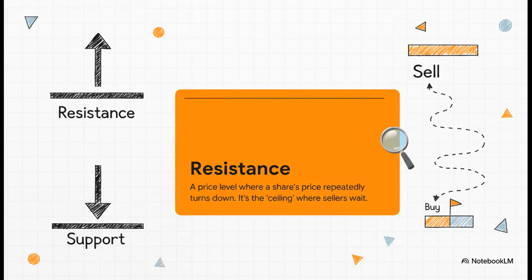And resistance? You guessed it, it's the total opposite. It's a price ceiling. This is where sellers who bought down at the floor are now thinking, hey, it's time to take some profits. So as the price gets close, they start selling, and that sudden flood of supply can just overwhelm the buyers, causing the price to turn right back around. It's kind of like the end of the line for that particular upward move.